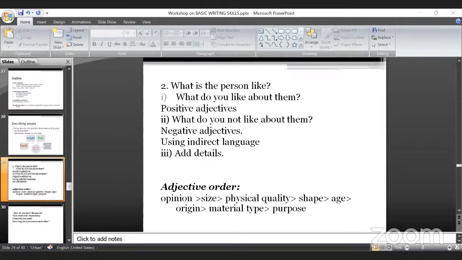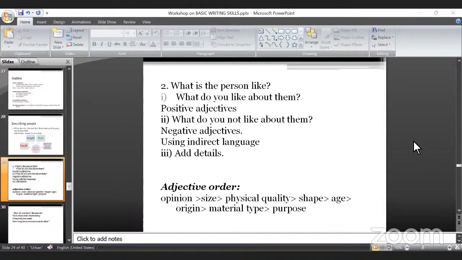That's why. Okay. So first goes the opinion. Then you talk about the size. Then the physical quality of the product or person or place that you're describing. Then the shape, age, origin, material, type, purpose. All in this order, right? As you see here, this order needs to be strictly maintained in order to write properly. You can use more than one adjective, but when you're writing with more than one adjective, this order needs to be followed. You cannot put it in any fashion you want.